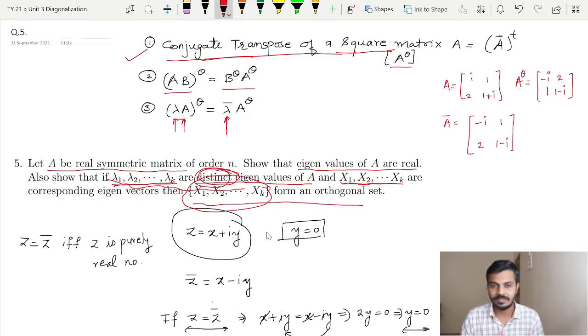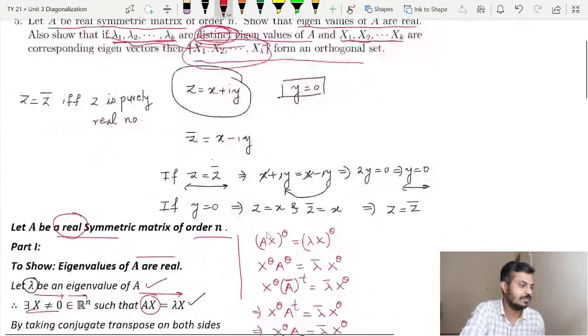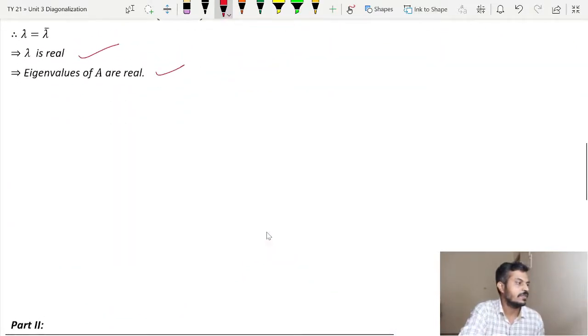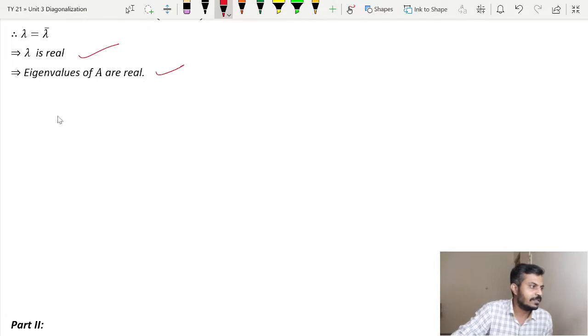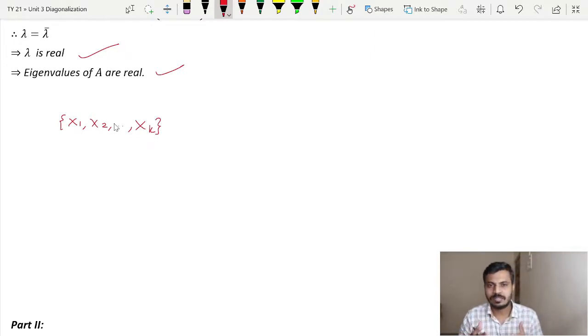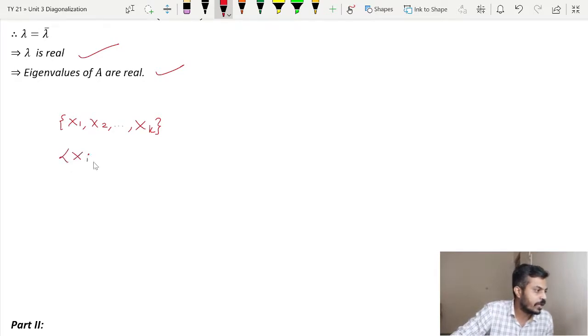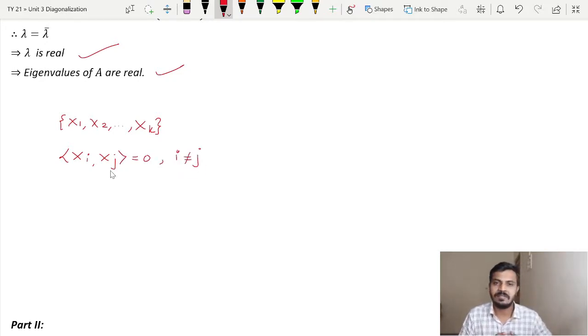Let us recall that first and then we will move towards the proof. So as discussed earlier, suppose we are having the set x1, x2 up to xk. Then this set will be an orthogonal set if the inner product of any two distinct vectors in this set is equal to what? 0. I mean the inner product of xi with xj should be equal to 0 for i not equal to j. If this is happening, then we will say that this set is an orthogonal set.